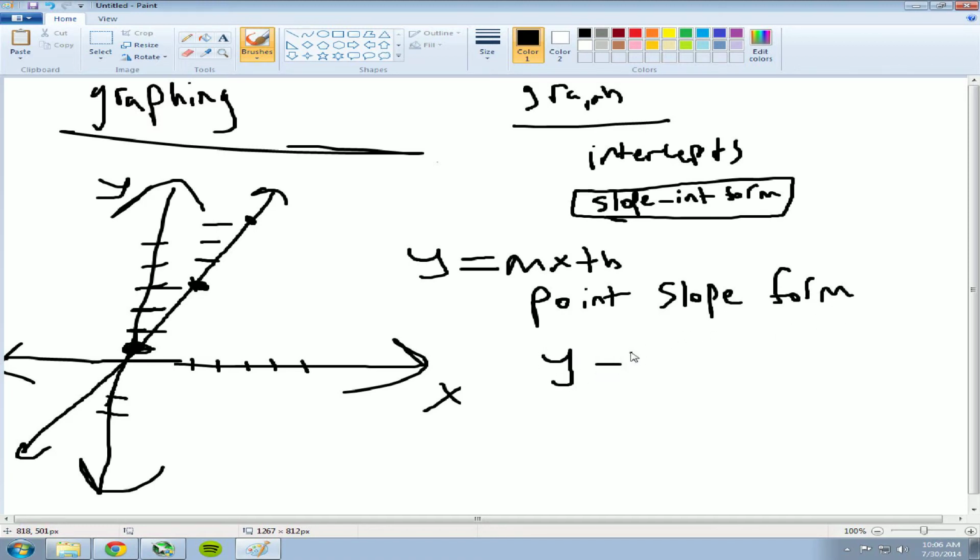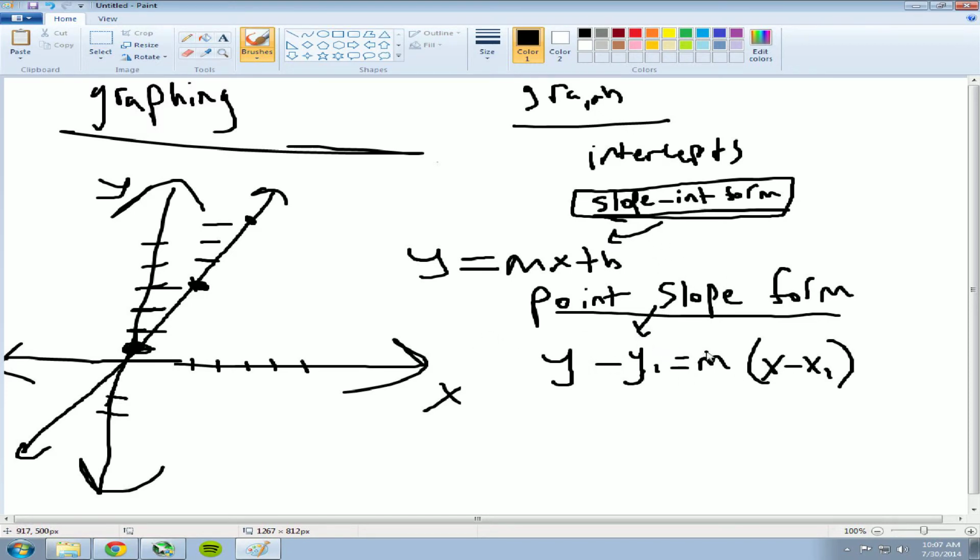Which is y minus y1 equals the slope times x minus x1. Now, why is this? What is the advantage of using this over slope-intercept form? Slope-intercept form, point slope form. What is the advantage? Well, with point slope form, you could get any x and y and its slope, and you could turn that into slope-intercept form. So basically, point slope form helps go from this to this.